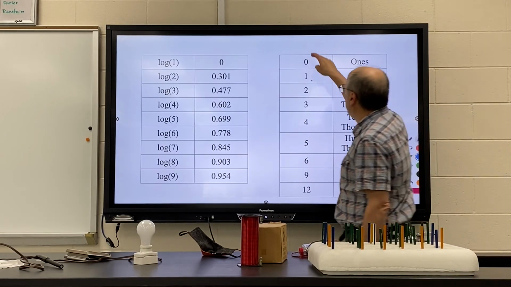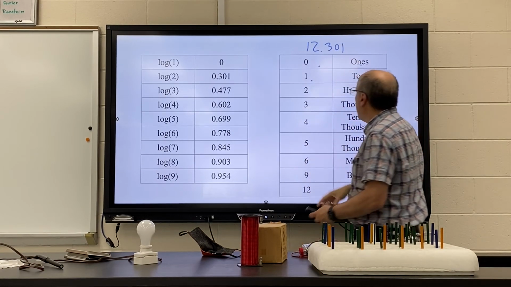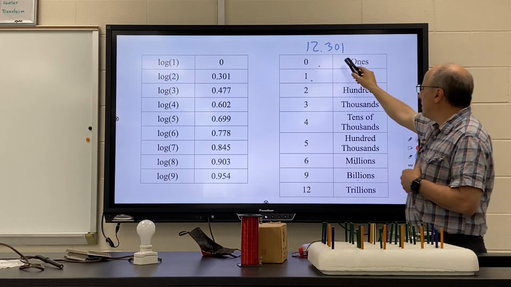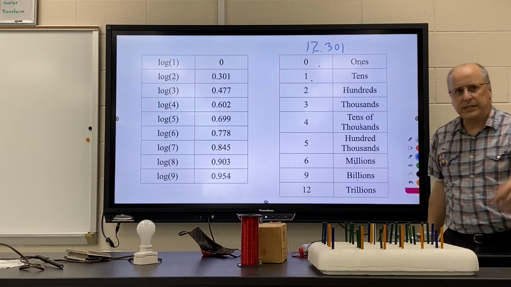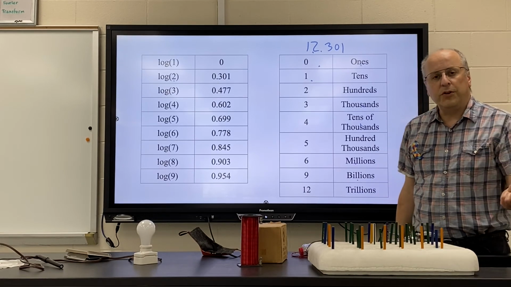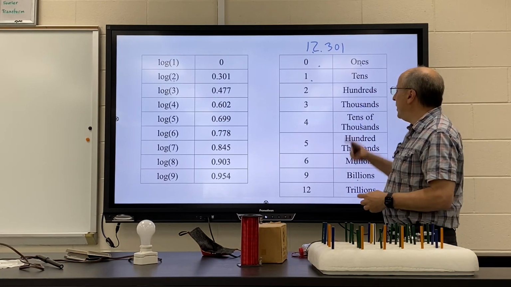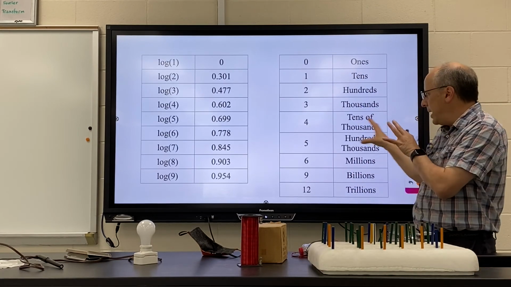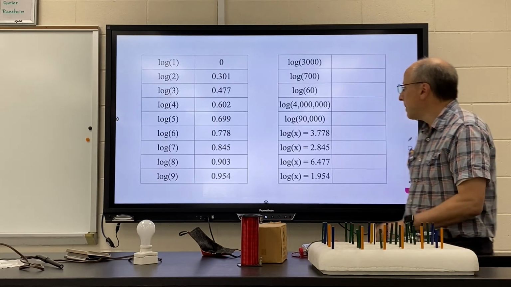So if you had a number like 12.301, I hope you realize you take the decimal part and say 2. You take the 12 and say trillion. That would be 2 trillion. If you go on your calculator and say log of 2 trillion, you should get 12.301. So having these 2 charts will help out a lot.